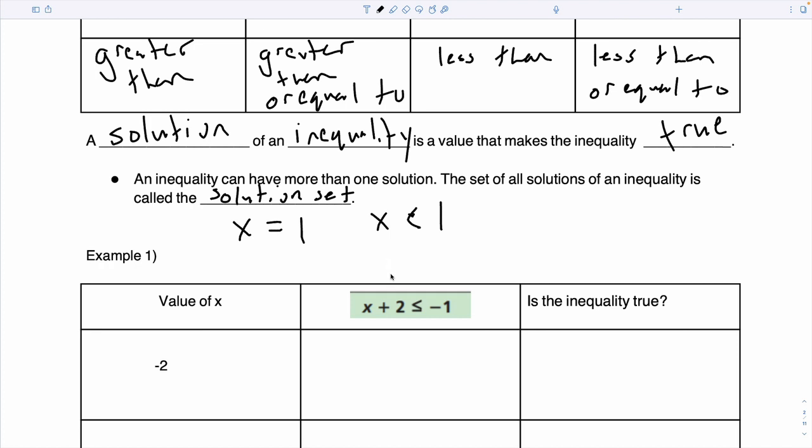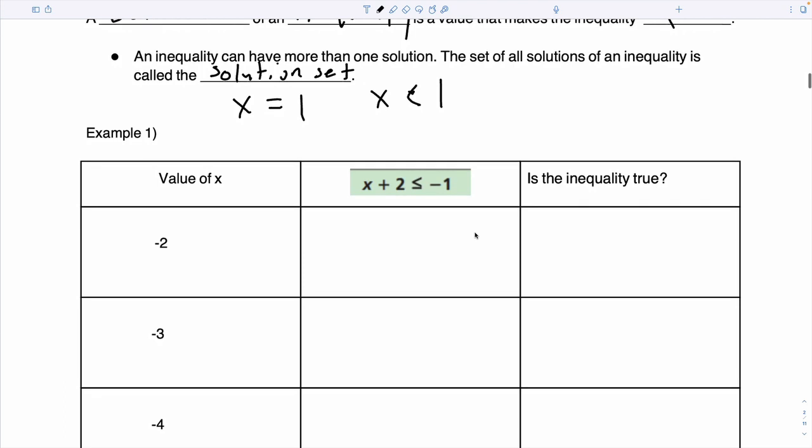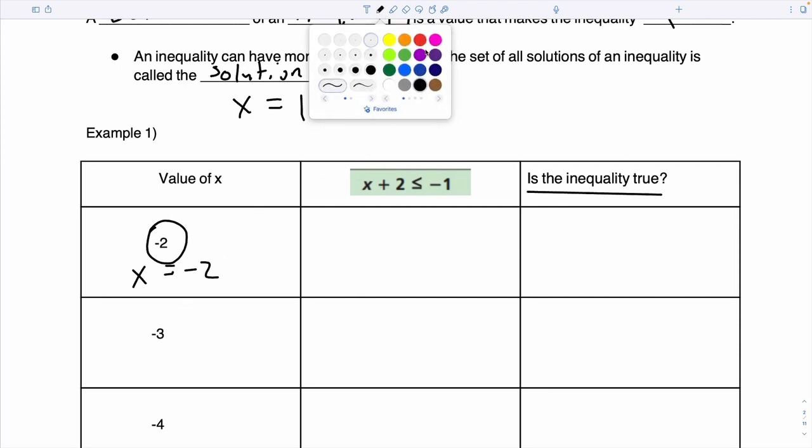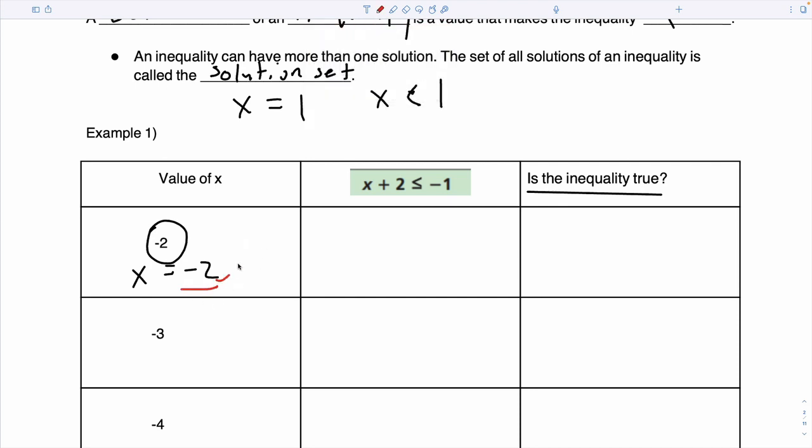Negative a million could work. Negative 1 could work. Negative 0.2 could work. When you are asked to see if the value is true, you're going to take the number they give you. You're tasked with seeing if this inequality is true given a value of x equals negative 2. What we're going to do is place the negative 2 in the x. I see x in my inequality. I'm going to replace x with negative 2.